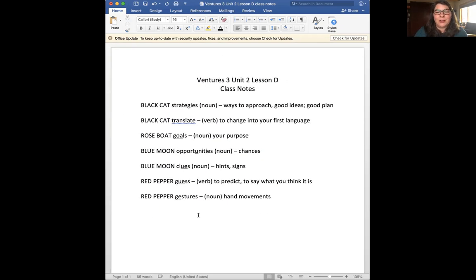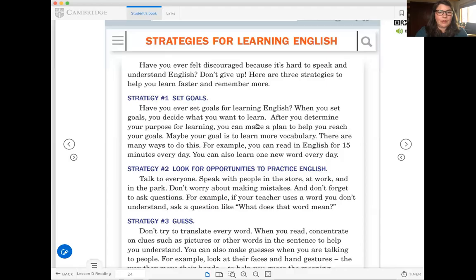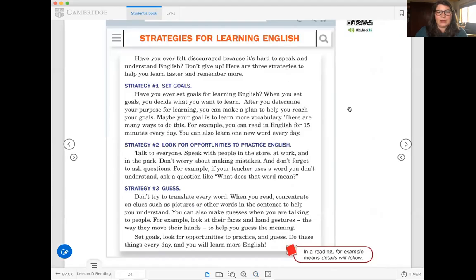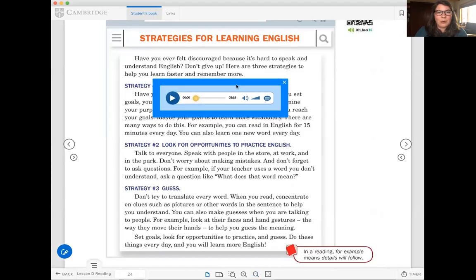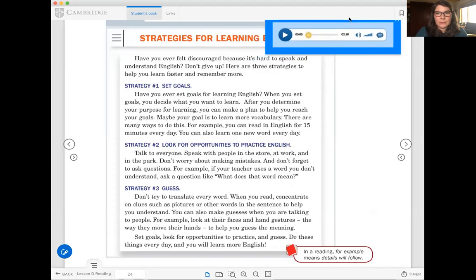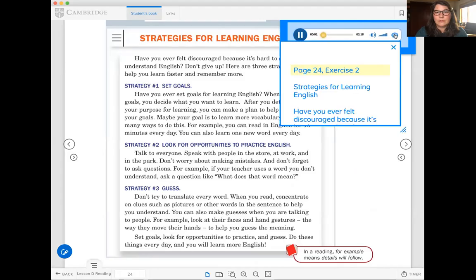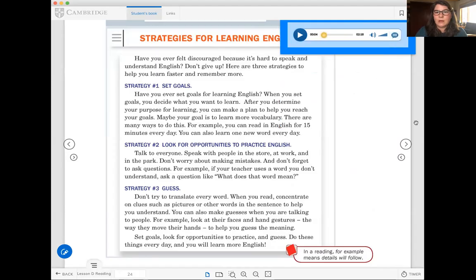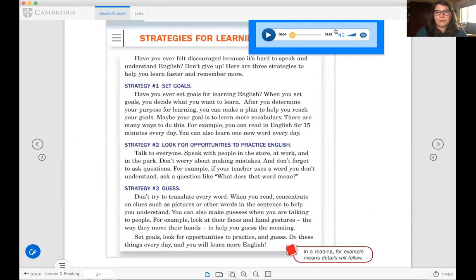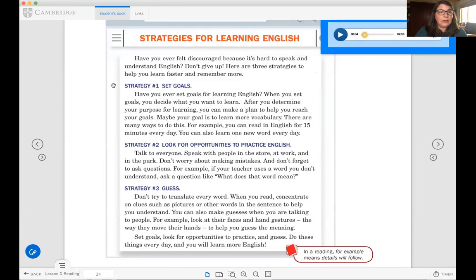Okay, so those are the words from the reading. Please write them in your color vowel notebook. Let's go back to the reading. And again, you can print this, the PDF, if you want to read it that way. I'm going to play it for you so you can listen along. Page 24, exercise 2. Hold on. I think I'm just going to do it this way. Okay, you can read here while you listen, okay?